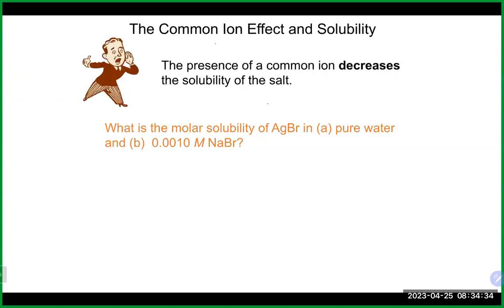All right, so let's talk about some things that will affect the solubility of a compound. One thing that will affect the solubility of a compound is the common ion effect. And obviously, we talked a lot about the common ion effect when we were talking about buffers. And if you remember, the presence of a common ion in an acid-base situation will cause the weak acid or weak base to stay together and not break apart as much. And a similar idea happens here when we talk about solubility. Because of the presence of a common ion, it will decrease the solubility of a salt.